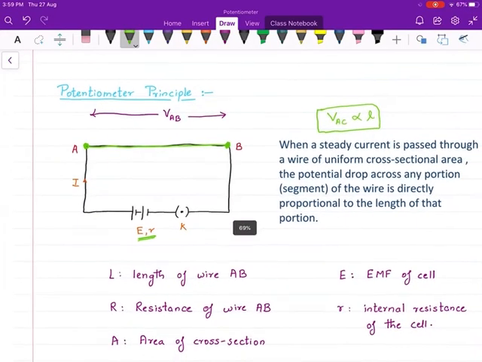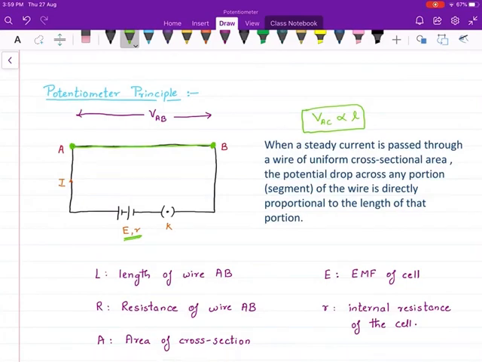Okay, so what is the principle behind this potentiometer? Let's see. So when a steady current is passed through a wire of uniform cross-sectional area, the potential drop across any portion of the wire is directly proportional to the length of that portion. Now if you read it like this, it is a little difficult to understand. So let me simplify this principle for you.